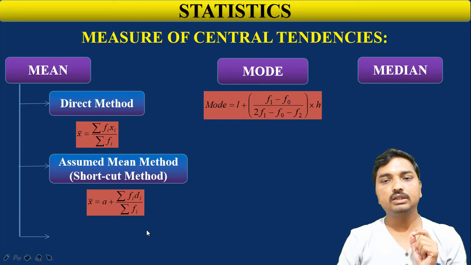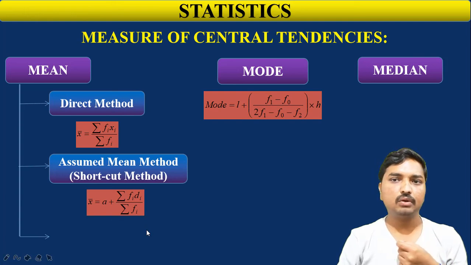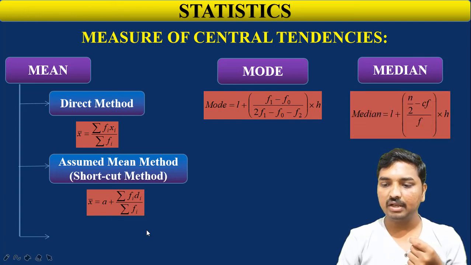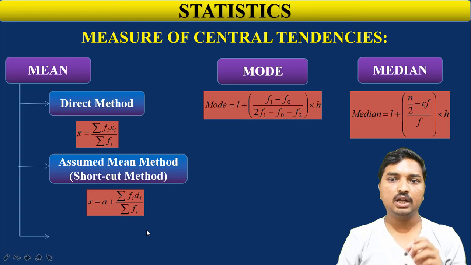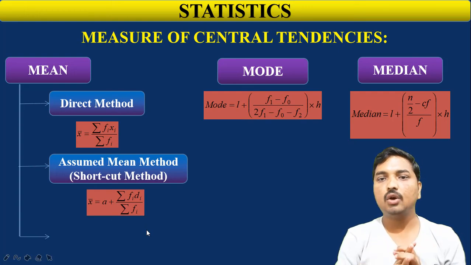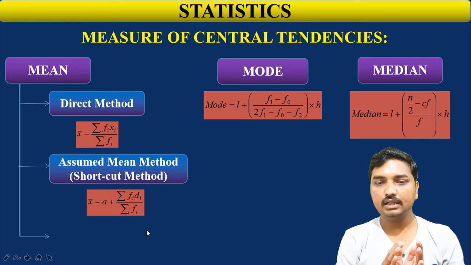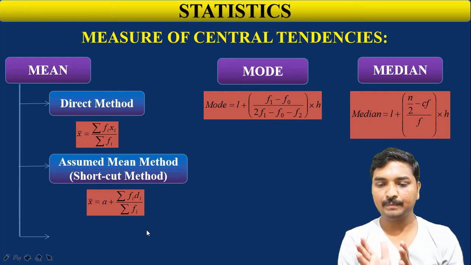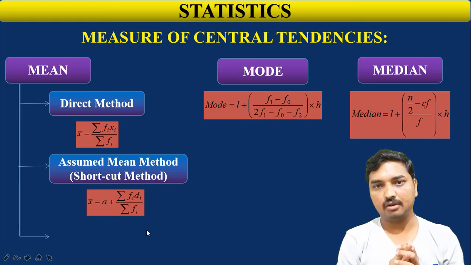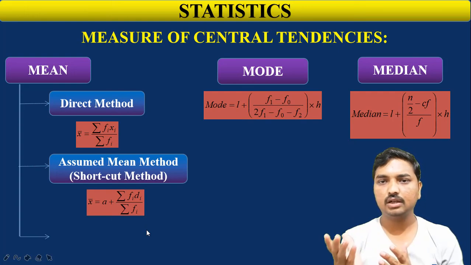In median also there is only one method, that is, only one formula. By using it you can calculate the median. The formula is median is equal to L plus n by 2 minus CF divided by F, into H. Just remember the formula; the terms will be explained while solving problems based on median. If you study these three topics, mean, median and mode, this completes the chapter. First we study mean, then mode, and then median.